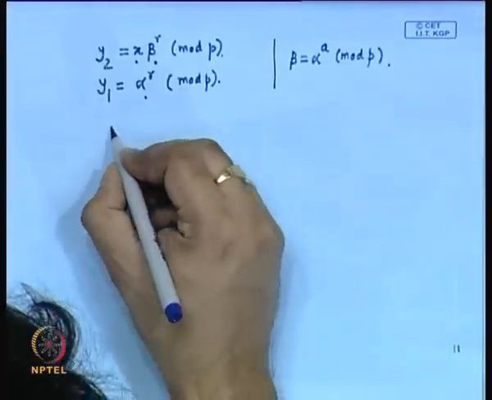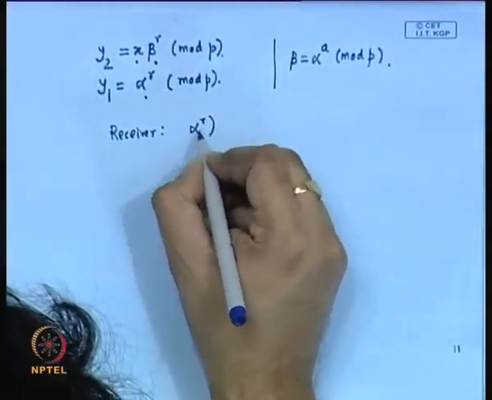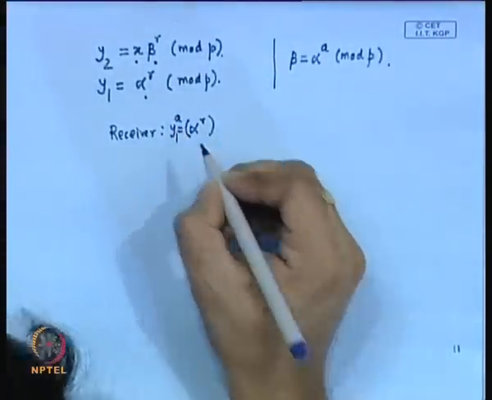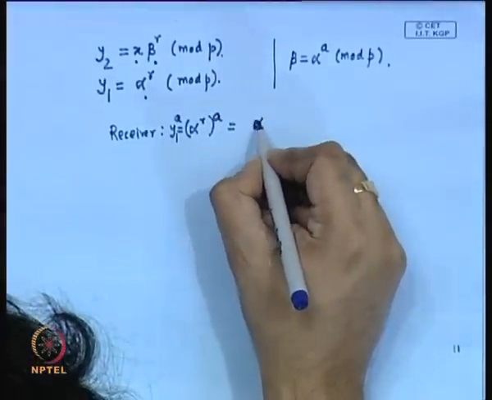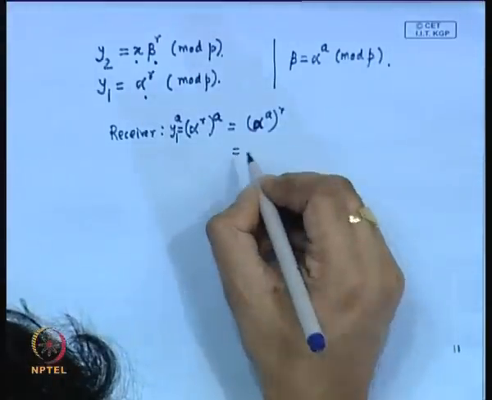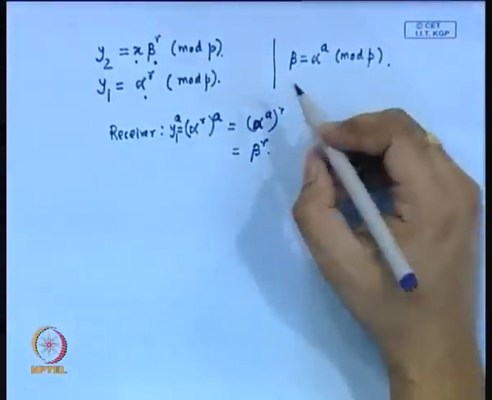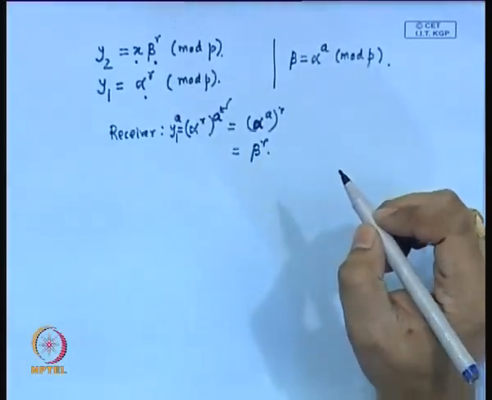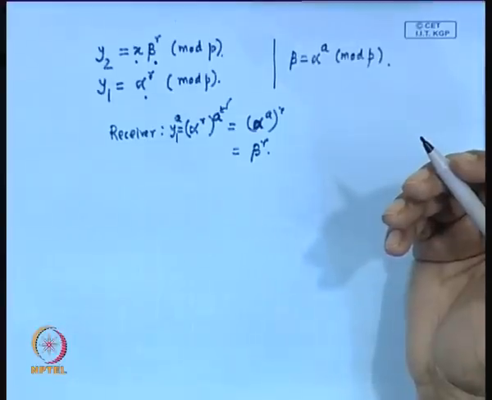So what the receiver does is that it takes alpha power of r, that is basically y1, and raises it to the power of a. Okay. If you do that, that is equal to alpha power of a whole power of r, right, and that is nothing but beta power of r. Therefore, because the receiver has knowledge of this value of a, computation of beta power of r is quite trivial. He can do it in polynomial steps, right.